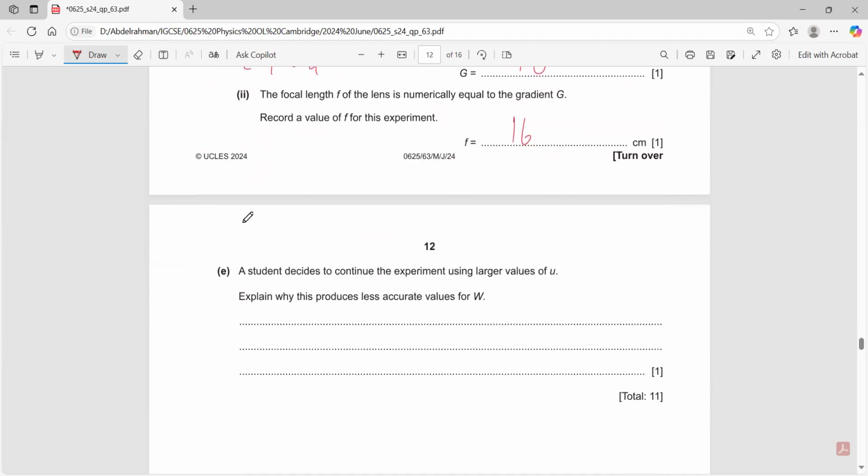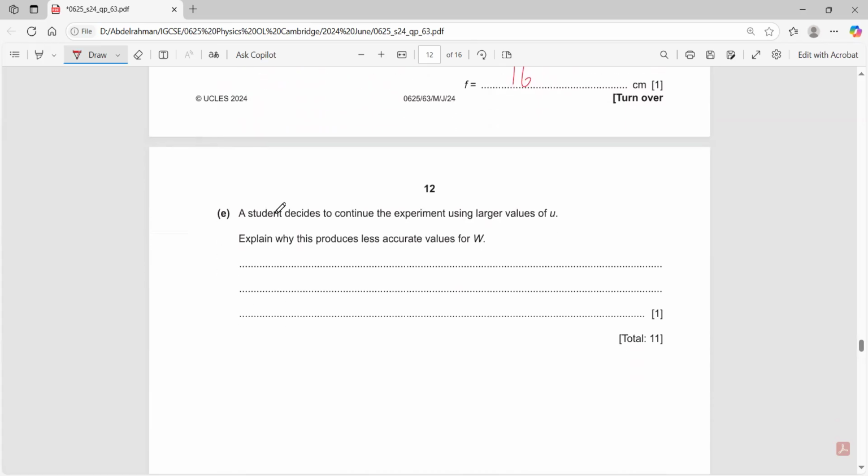Basically, it's a bonus mark. The student decides to continue the experiment using larger values of u. Explain why this produces less accurate values of w.